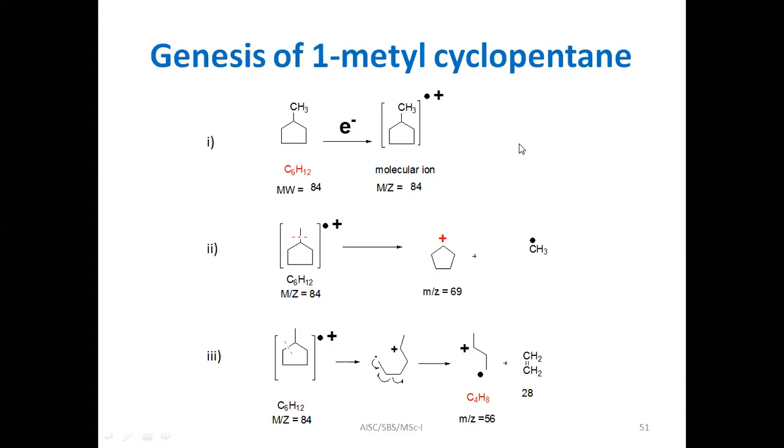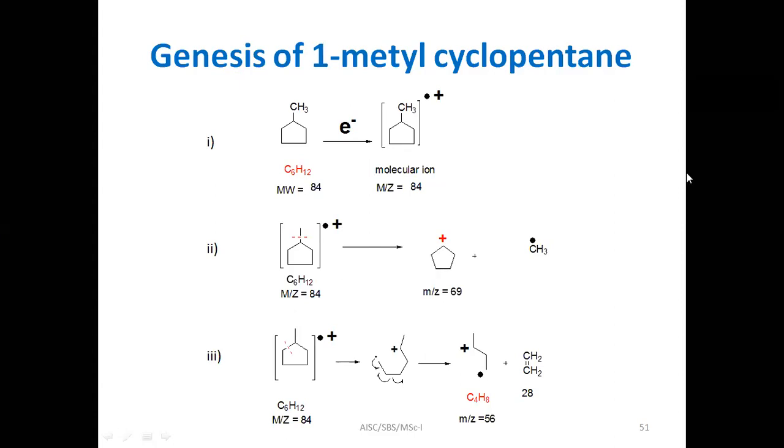That is a cyclic compound with a methyl substituent. Second is methylcyclopentane. The methyl group is attached to that cyclopentane ring. So the first step is the making of the molecular ion.